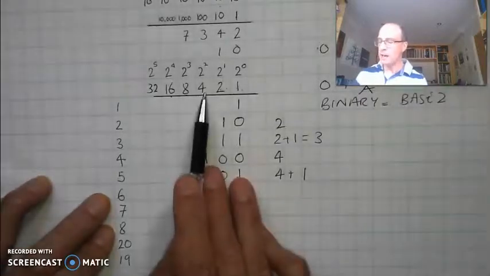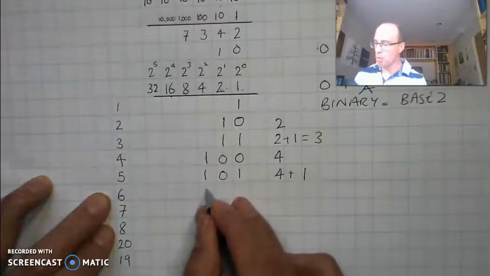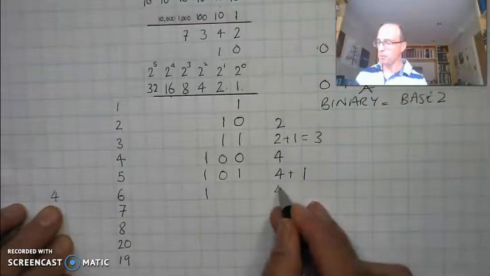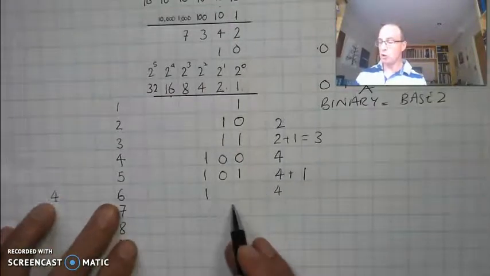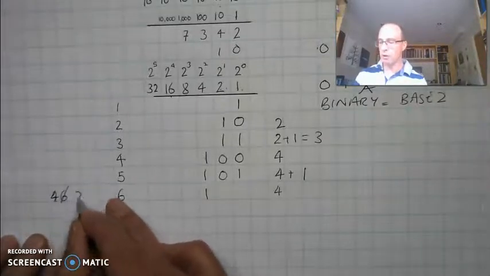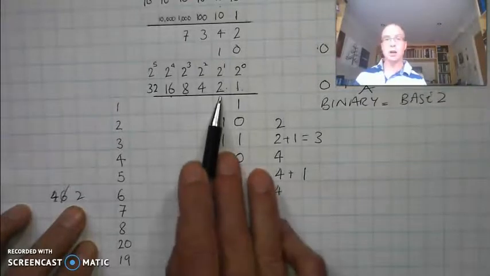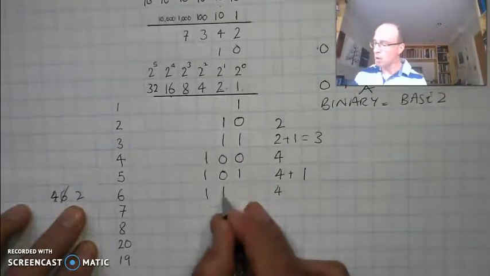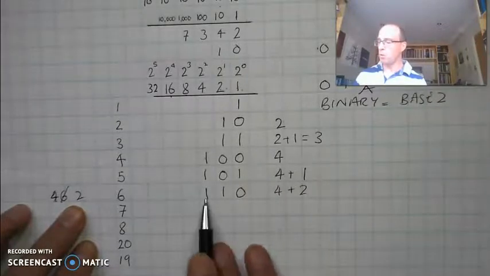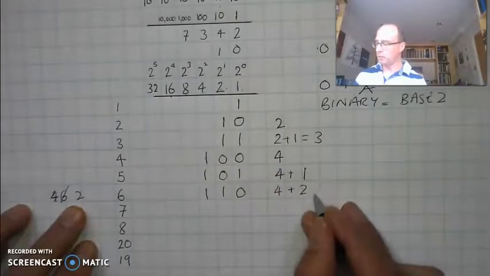Number 6, again, 8's still too big, so the biggest number I can use is my 4, so I want one of those. What have I used so far? I've used my 4 up, one lot of 4. I've got 2 still to go. So if I start with 6 and I've used 4, I've still got 2 to place. Where's that going to go then? It's going to go into my 2's column. I can fit one of those in. So I want 1, 2, and then I don't need any 1s. So I've got 1, 4, 1, 2, 4 plus 2 is 6. All good.